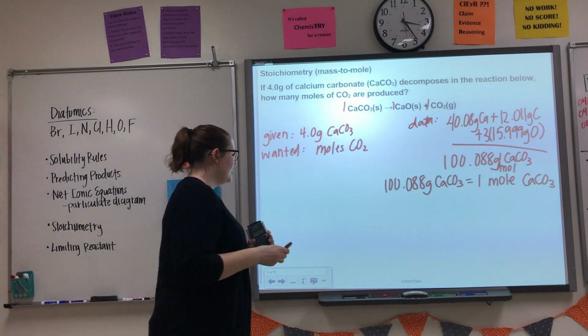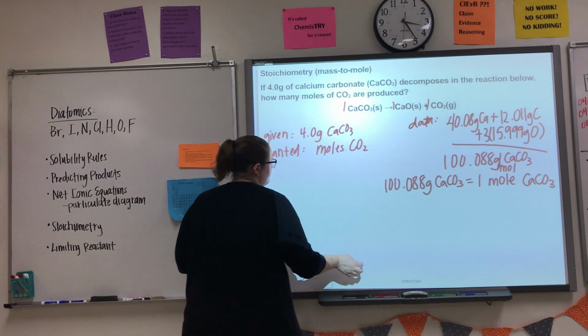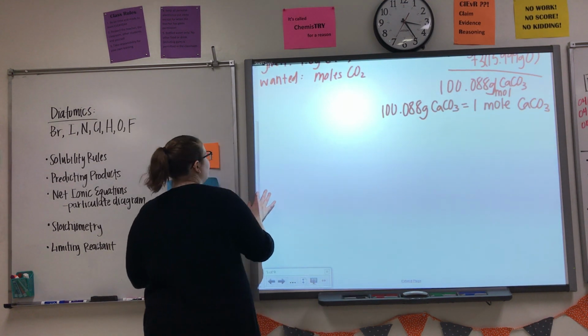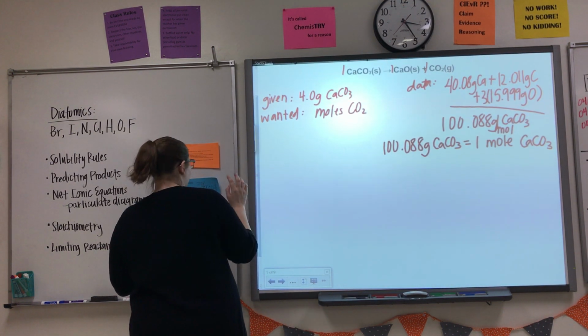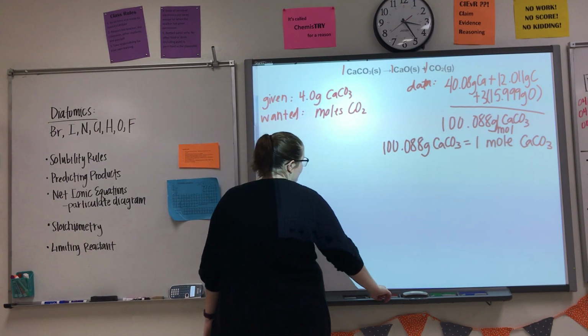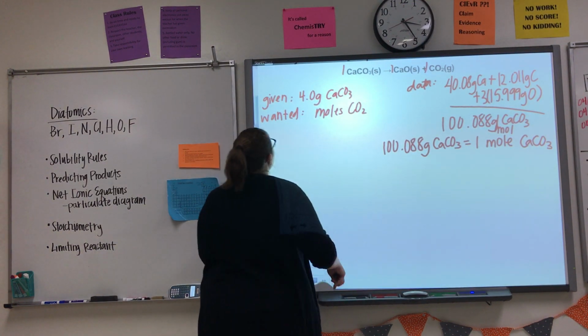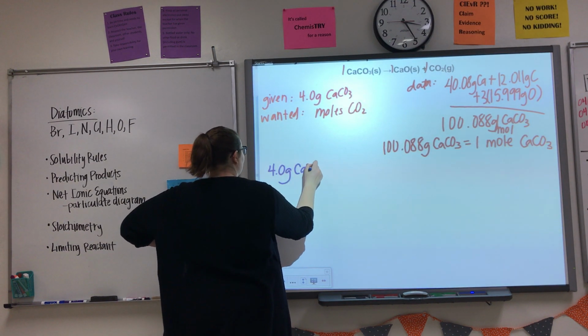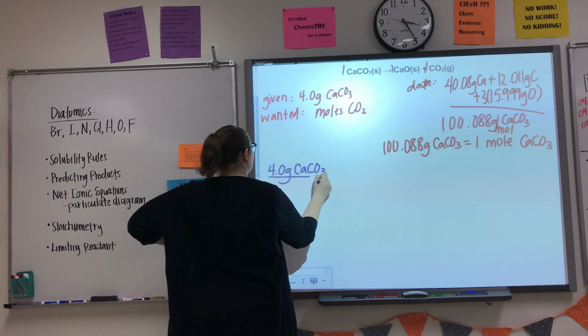Okay? So I'm going to scroll down a little bit because I took up more room than I was expecting to take up, but that happens all the time. Okay, this is all the information I really need. So again, I'm going to start with my given. I'm going to switch to blue. So I start with 4.0 grams of CaCO3. I put the number 1 because it's my given.